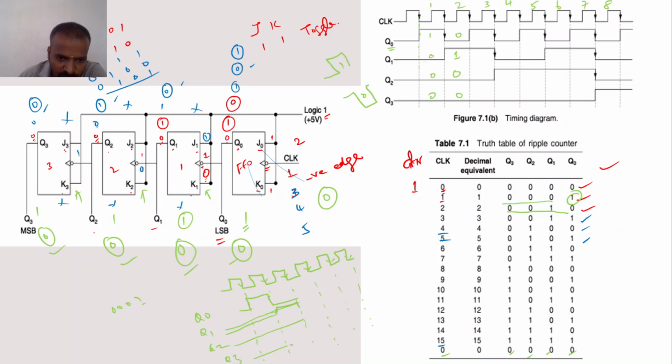Okay, remaining these are only 0, 0, 1. So likewise, we need to draw each and every clock condition. So this is the working principle of the asynchronous ripple counter. Okay, so this diagram is very, very important, and the clock signal connection is very, very important. And the truth table, then the timing diagram. Once you have done this truth table, then drawing the timing diagram is very easy.